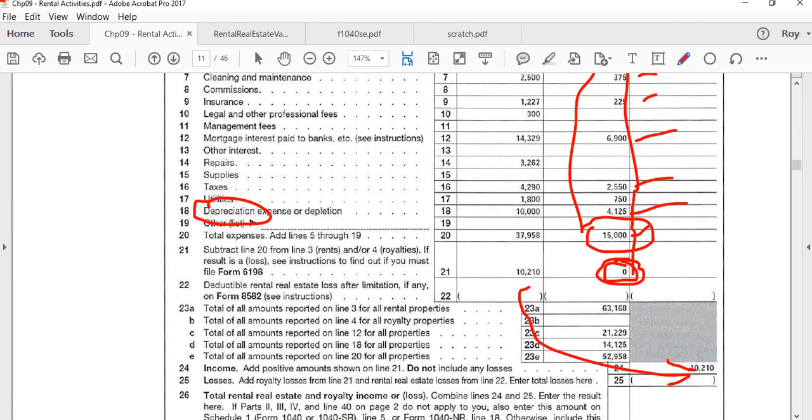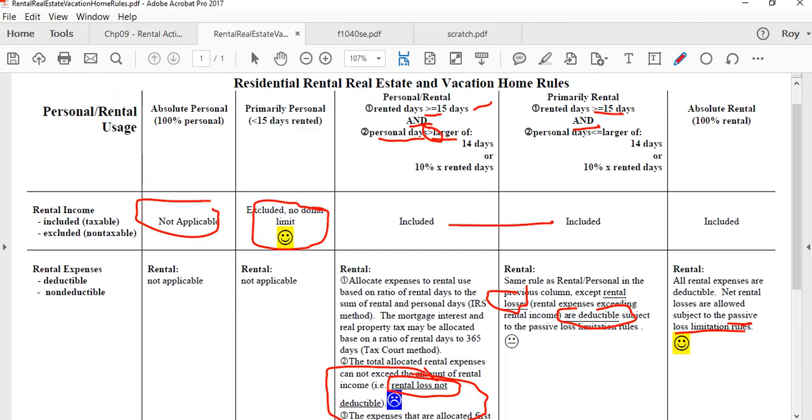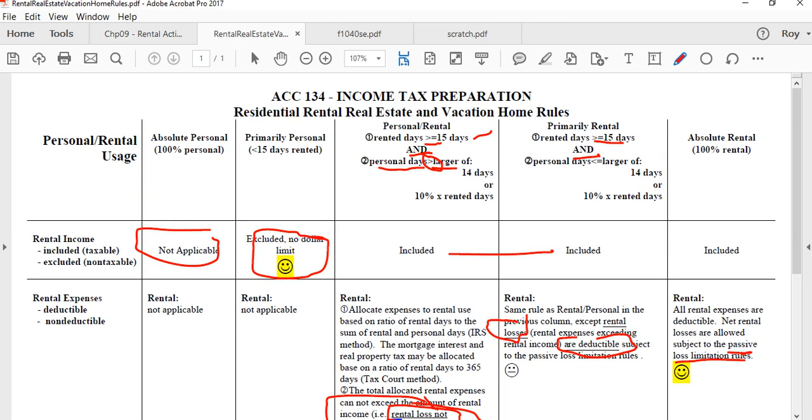Okay, so that's the vacation home rules. Again, take a look at this handout in our resources folder, and I think it kind of simplifies the rules given to us in the textbook. Go ahead and take a look at the next video where we talk about passive loss limitations.